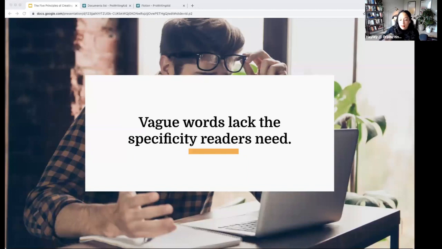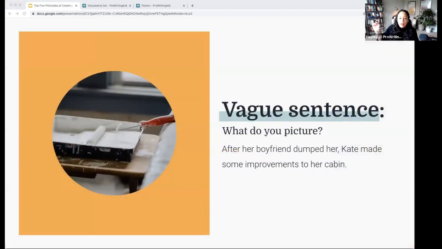Vague words and vague sentences are going to lack the specificity that our readers need. So here's a sentence, and I want you to tell me in the chat, what do you picture when I say this? After her boyfriend dumped her, Kate made some improvements to her cabin. So what are you picturing that Kate is doing here? You can tell me in the chat.